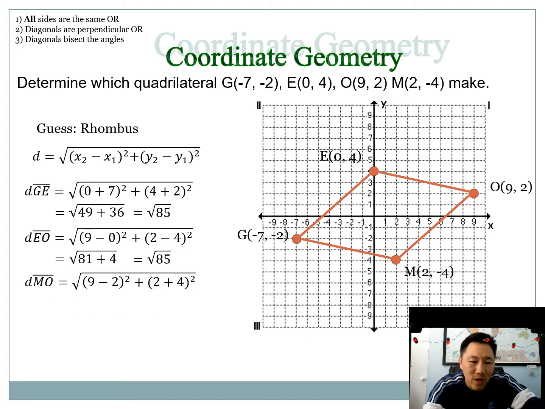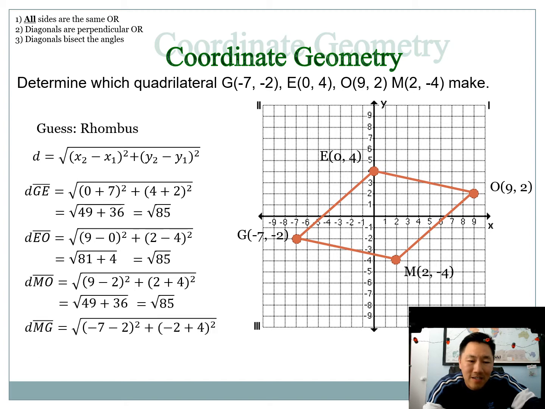So we have to go all the way around. MO, the distance from M to O, simplify, is also square root of 85. And then the distance from M to G is also square root of 85. So we just found the distances all the way around are all the same. So yes, I can conclude that this shape is a rhombus.